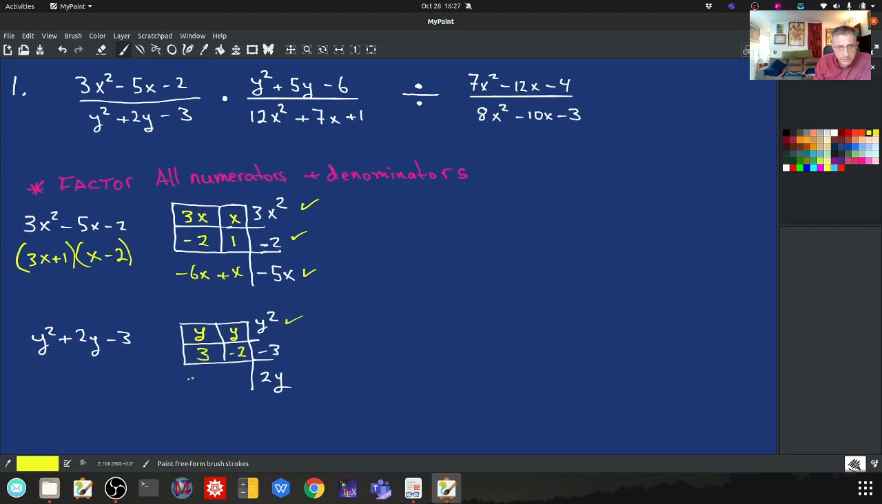So this gives me 3y. Sorry, not minus 2, but minus 1. There we go. Minus y. And 3y minus y is 2y. 3 times minus 1 is minus 3. So my factorization is going to be y. Now notice that minus right there. y minus 1 times y plus 3.